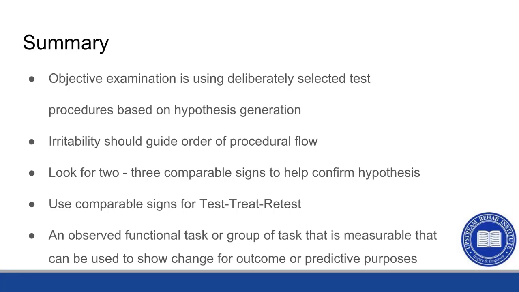Irritability will really help guide your order of flow and help you kind of know exactly what to do and when. Look for 2 to 3 comparable signs. Don't just be one and done. Look for 2 to 3 because, I mean, if you're making a huge change with 2 of those comparable signs, that patient is going to know that you're the right therapist for them, and most of all, it will help confirm that hypothesis. And then you can confirm that hypothesis by going to the test, treat, retest model.